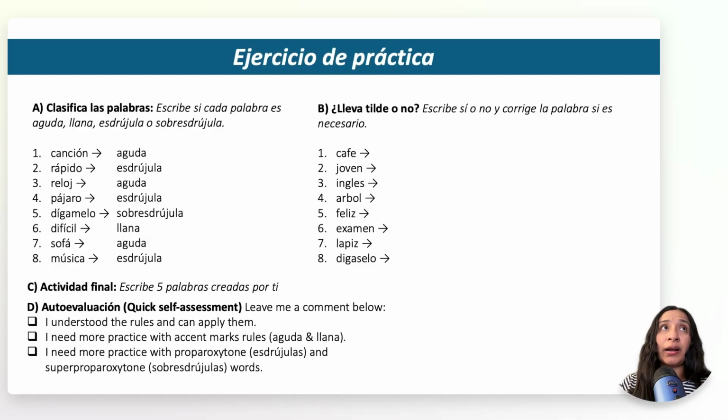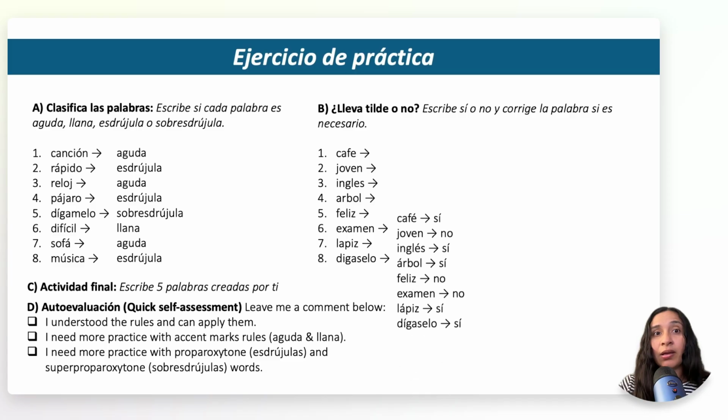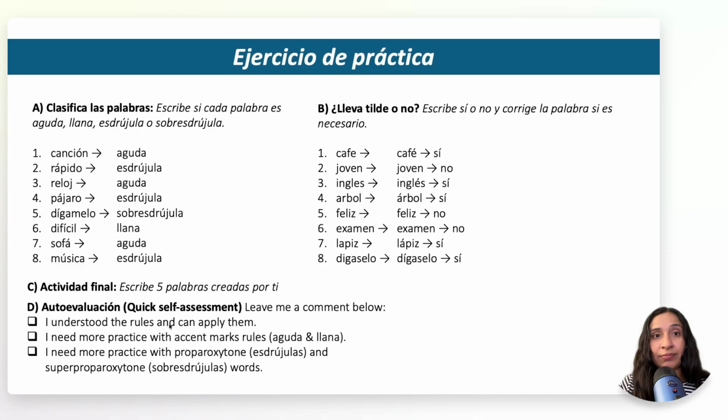Canción aguda, rápido esdrújula, reloj aguda, pájaro esdrújula, dígamelo sobresdrújula, difícil llana, sofá aguda, música esdrújula. And then for the exercise B, el ejercicio B, we have café sí, joven no, inglés sí, árbol sí, feliz no, examen no, lápiz sí, and dígaselo sí.